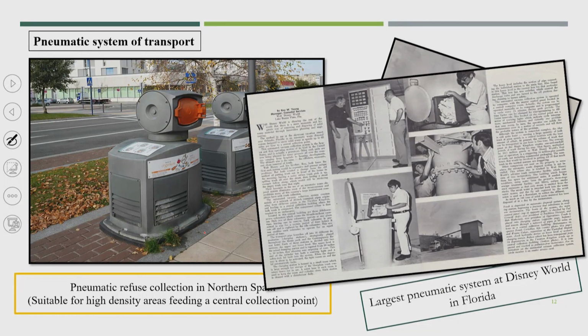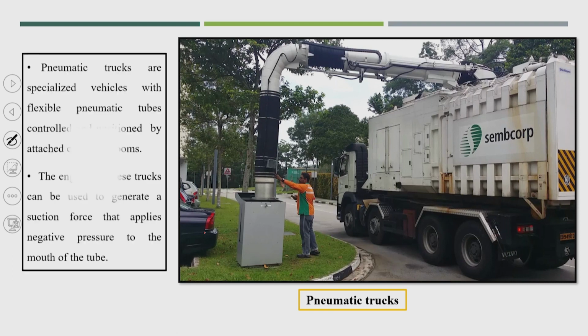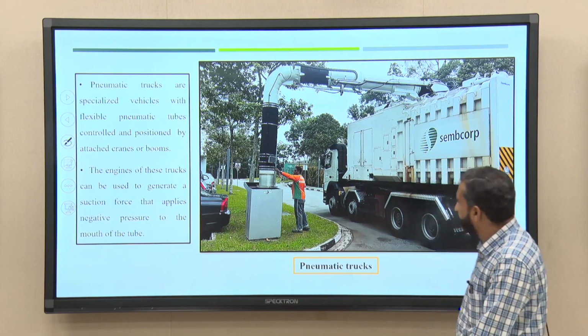So, you can see here this is one of the news items, and this is the vehicle of the pneumatic system. This is the dustbin where waste is getting collected. Pneumatic trucks are specialized vehicles with flexible pneumatic tubes, controlled and positioned by attached cranes or booms. The engines of this truck can be used to generate a suction force that applies negative pressure to the mouth of the tube. Because of that, waste is getting collected into the vehicle.